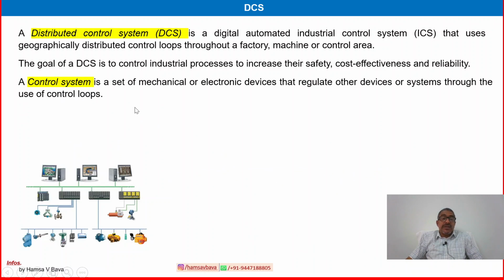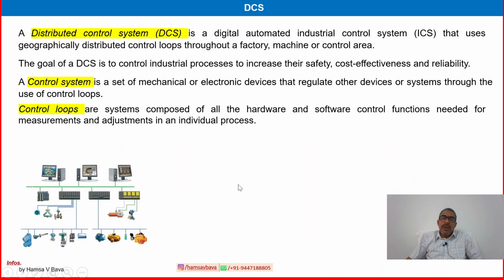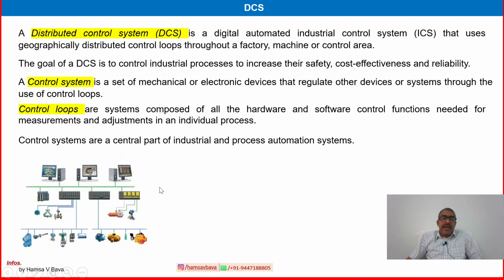A control system is a set of mechanical or electronic devices that regulate other devices or systems through the use of control loops. Control loops we have already discussed in our previous instrumentation videos. Control loops are systems composed of all the hardware and software control functions needed for measurements and adjustments of an individual process. Control systems are a central part of an industrial process automation system.